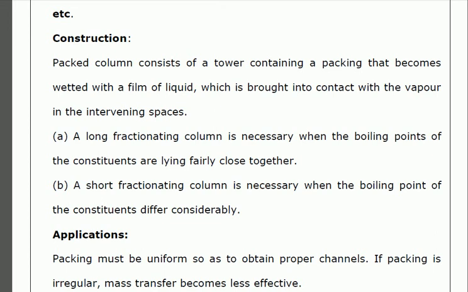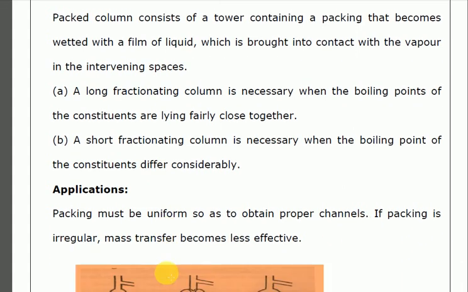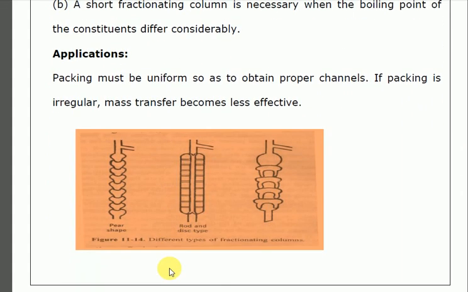Okay. Now, what is the application? Packing must be uniform so as to obtain proper channels. If the packing is irregular, mass transfer would not be effective. It would be less effective. Okay. Thank you.